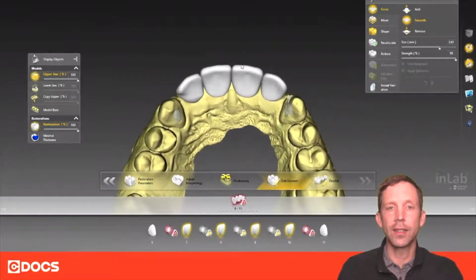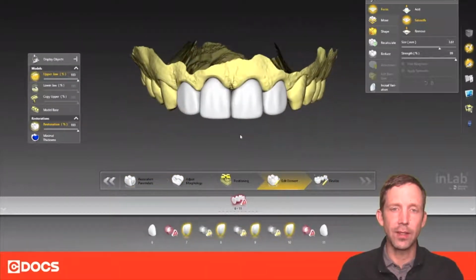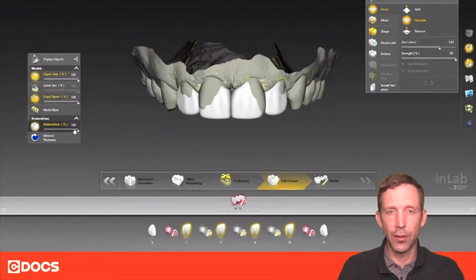So digital diagnostics wax ups with InLab 20 are one very good way to do this. If this is something that interests you, we are going to be developing some curriculums around this with our new InLab course starting in March.